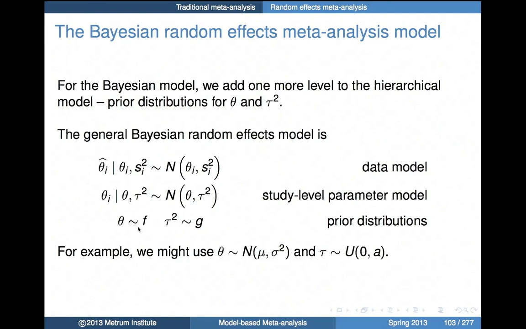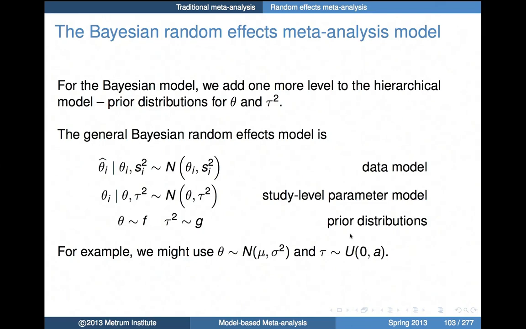But one example might be we might use a normal prior distribution for theta and a uniform prior distribution for tau. That is, a uniform prior distribution for the between study standard deviation. You might instead use an inverse gamma distribution for tau squared. And we'll come back and look at an example of how to fit these models.